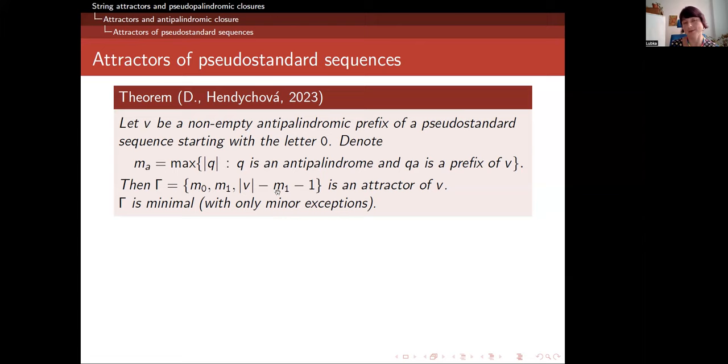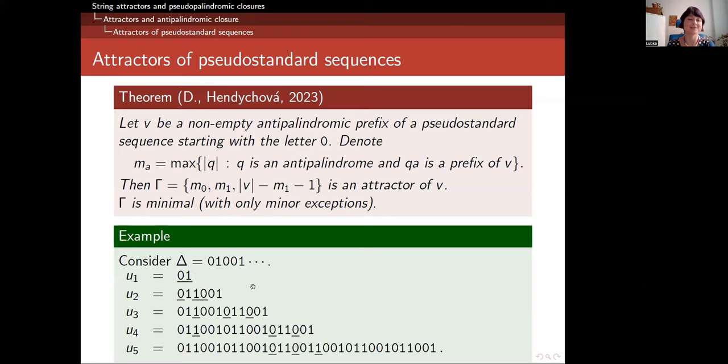And indeed, this attractor is minimal, even if we are over a binary alphabet. It is usually minimal up to some minor exceptions that we are able to describe, but I do not want to get into technical details. So let me now illustrate the theorem to understand it better. Let me illustrate it again on an example. So let us consider the directive sequence with this prefix.